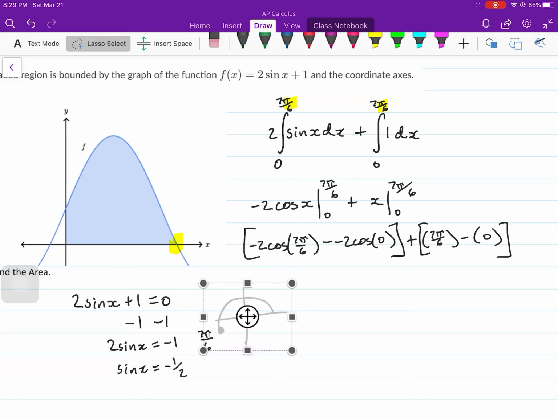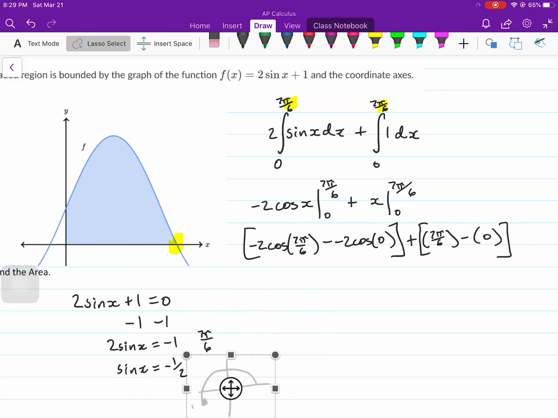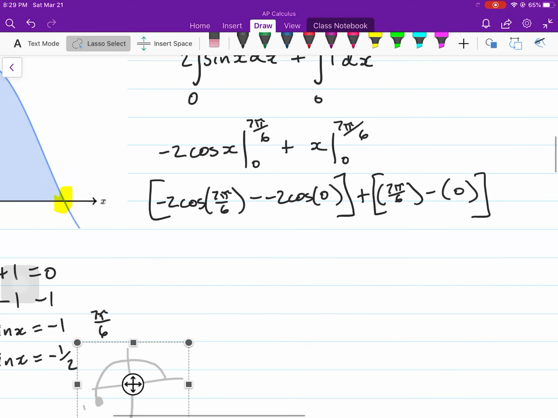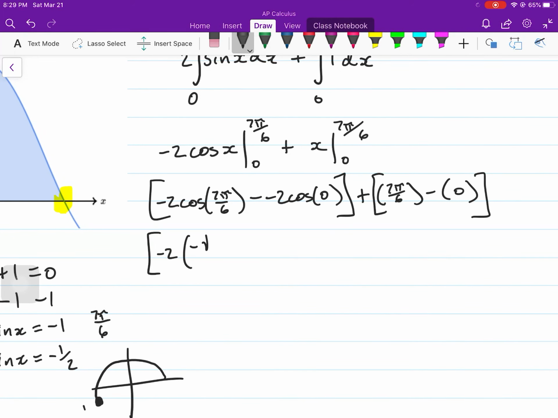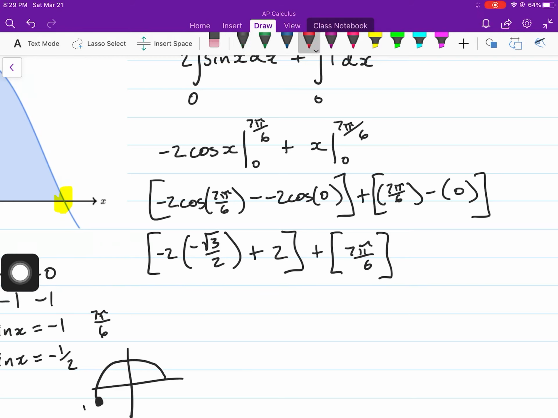So then what we have, let me just move this unit circle out of the way, is we would have -2 times negative square root of 3 over 2 plus 2 plus 7 pi over 6. So then -2 times this, the -2 cancels out, so we'll have square root of 3 plus 2 plus 7 pi over 6.